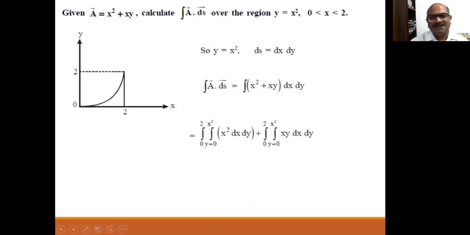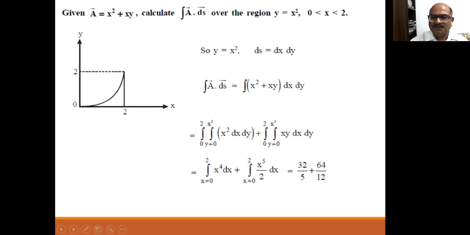You can understand why we have taken this ds as dx dy, because it's a Cartesian coordinate system and the surface is aligned in the xy plane. So x is for dx and y for dy. That's why we have taken the small part of the surface as dx dy. So we'll put the values and do the double integration, with x from 0 to 2 and y from 0 to x square. So we will solve it.